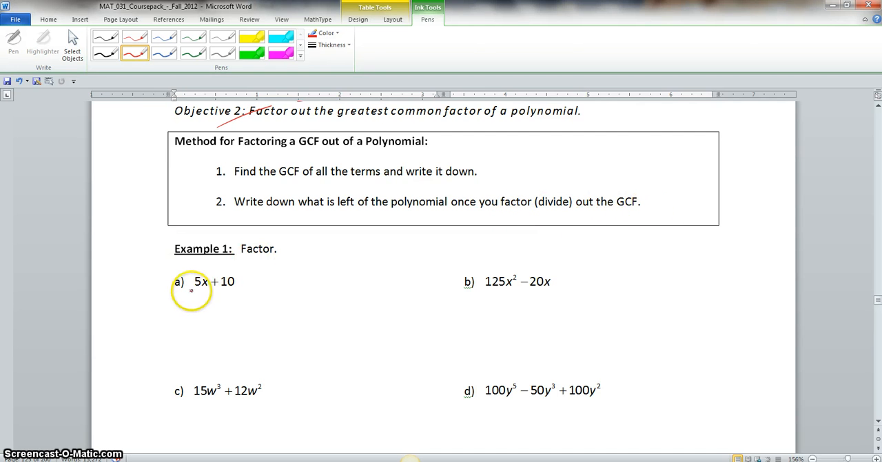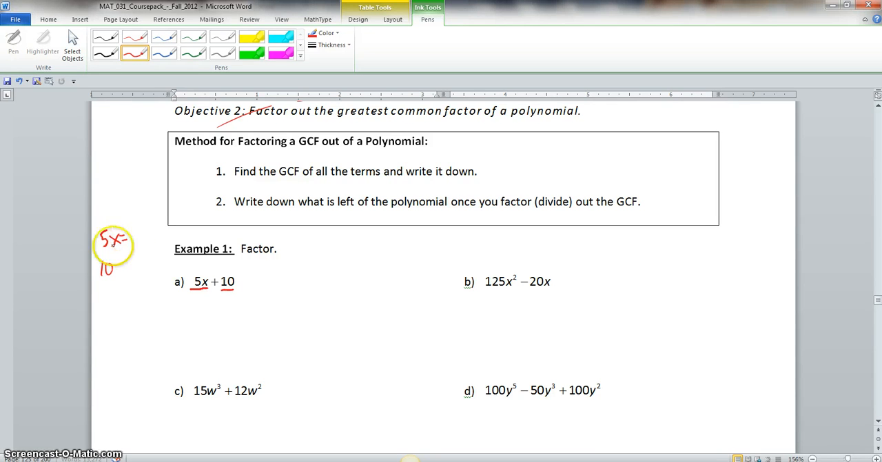Now we look here. Remember, we have our terms. Our terms are separated by addition or subtraction. So we have one term of 5x and one term of 10. Just so we could show you an example here, and I'm not going to do this for every problem, we can imagine that we're trying to find the greatest common factor of 5x and also 10.